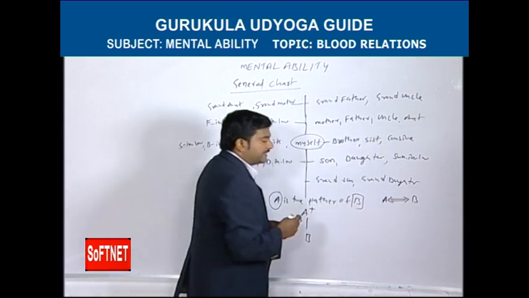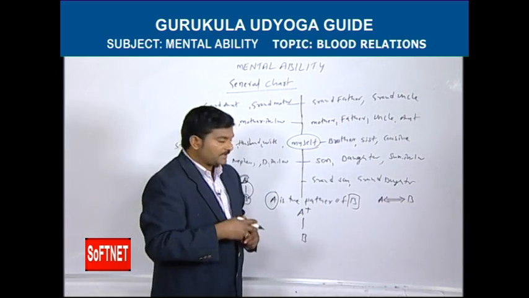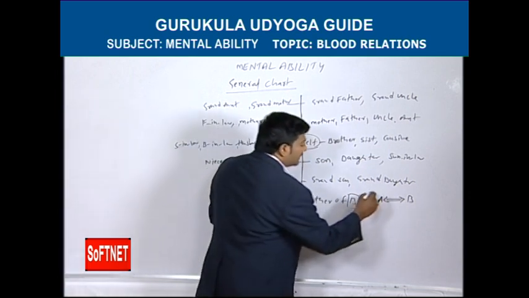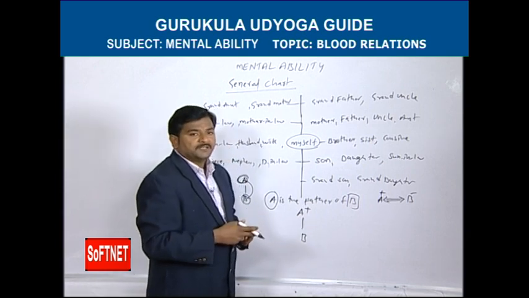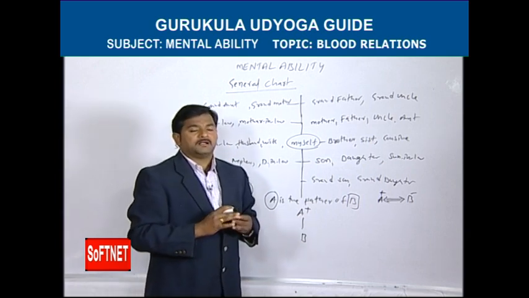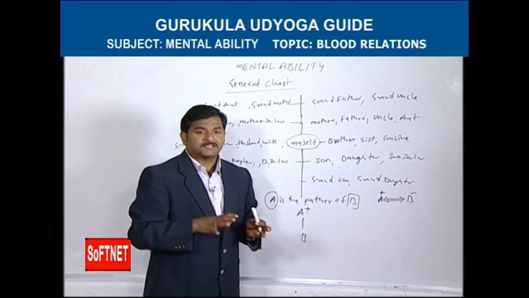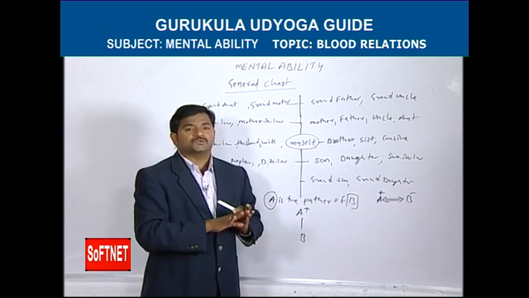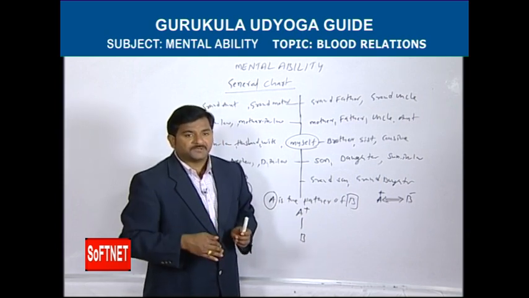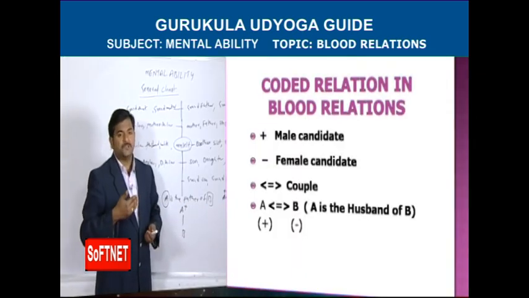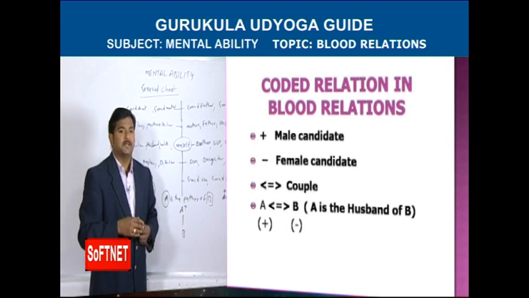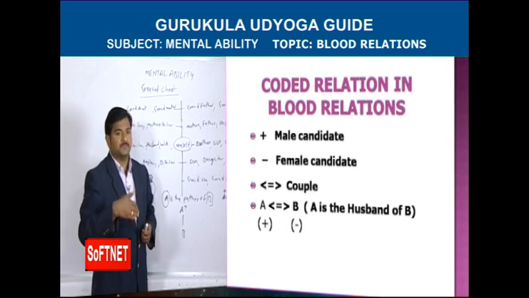For example, A is the husband of B. If A is the husband of B, A is male gender, and obviously even though it is not given, B is what here? Female gender. Unless you know the exact gender, you should not predict. So here if it is male gender, usually by using the plus sign we can indicate. If it is female gender, by using the minus sign.